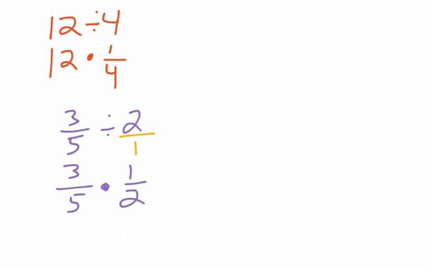Now it happens that multiplication of fractions is actually the easiest thing to do. When you're multiplying fractions, you just multiply straight across the numerator and straight across the denominator. You do not need to have a common denominator. So 3 times 1 is 3, and 5 times 2 is 10. And so 3/5 divided by 2 is 3/10. Okay, we'll do another one of those.